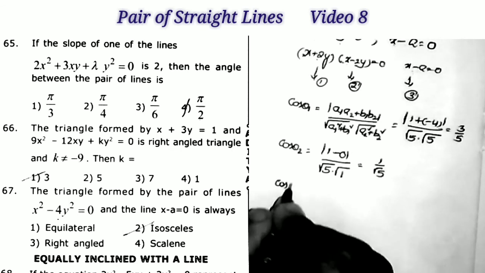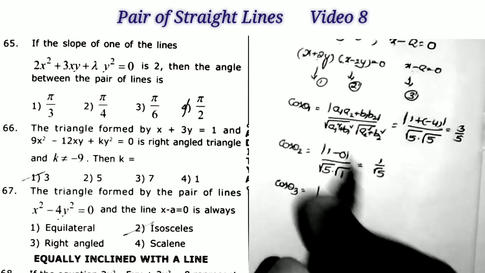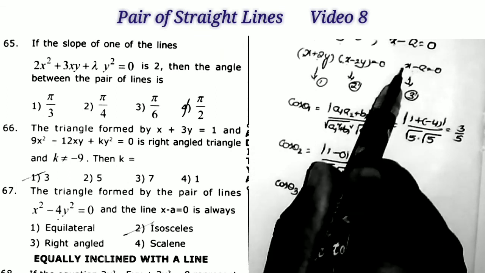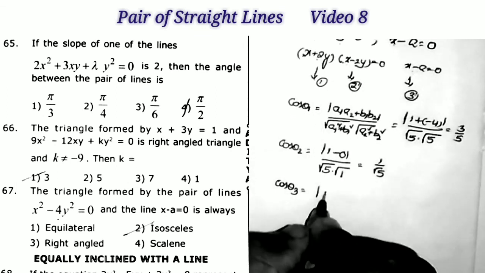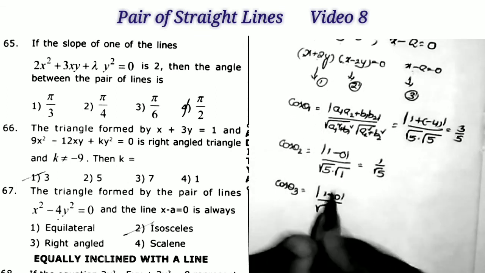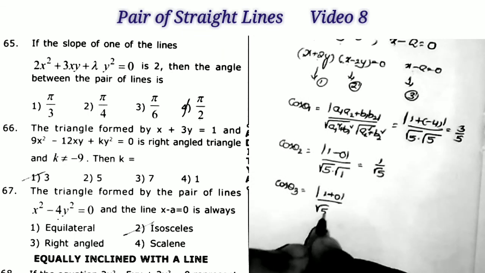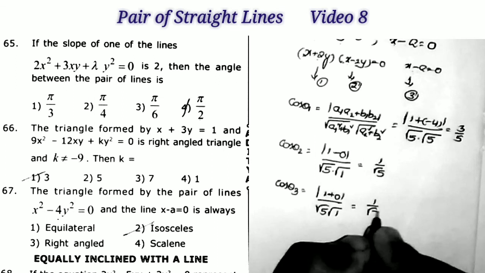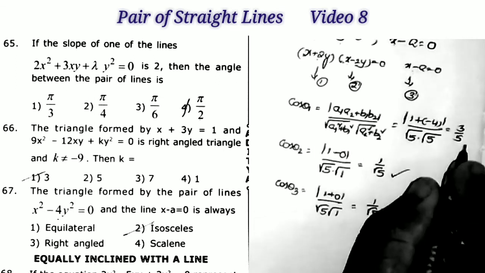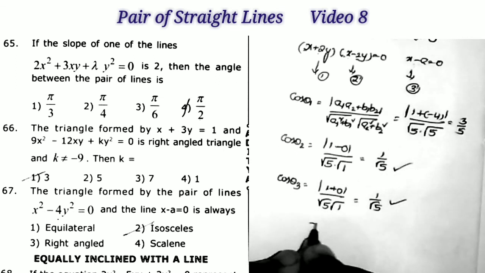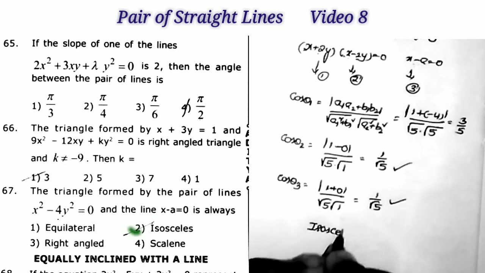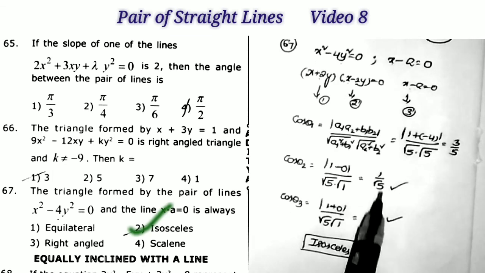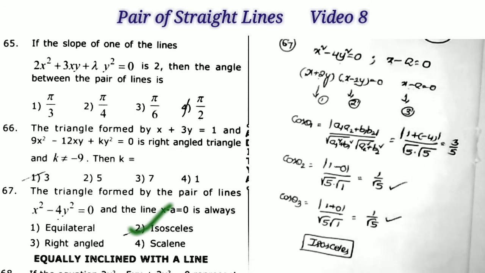And cos theta 3. Cos theta 3 is the angle between 3 and 1. a1 a2 is 1, b1 b2 is 0, so 1 plus 0, by a1 square plus b1 square, 1 plus 4, 5, into a2 square plus b2 square, that is 1. This is 1 by root 5. So clearly here two angles are equal, therefore this is the isosceles triangle. Okay, here we get the angles like that. Here clearly two angles are equal, so this is the isosceles triangle and that is the second option. That's all.